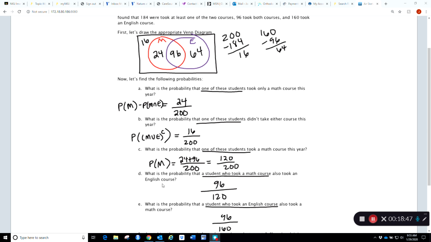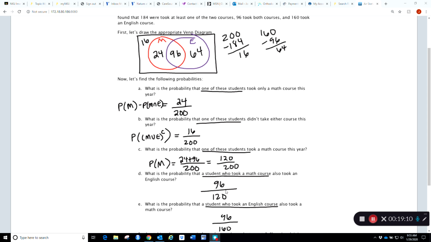Now what we did then just find notation-wise is the probability of just taking a math course. All right, D is where things got a little bit different. We found the probability that a student who took a math course. Well, so how many students took a math course? Again, entire red circle, so 120 on the bottom. Of those students, how many also took an English course? That 96.